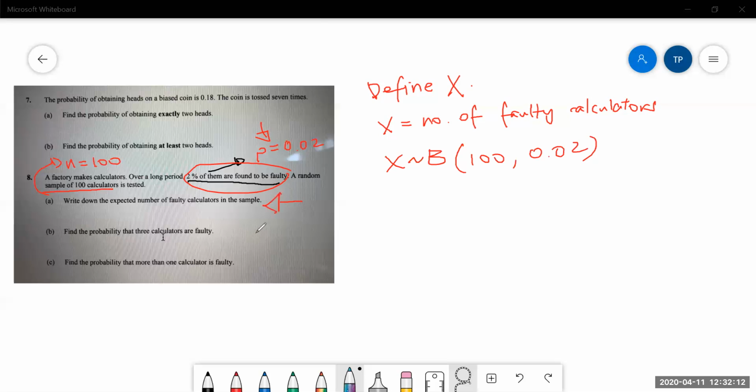Part A: find the expected number of faulty calculators. Expected number means the expectation, right? So it's N times P. Yes, N times P. Very easy. So that's for part A. For part B, find the probability that 3 calculators are faulty means your probability of X equals 3. Exactly. Very easy.